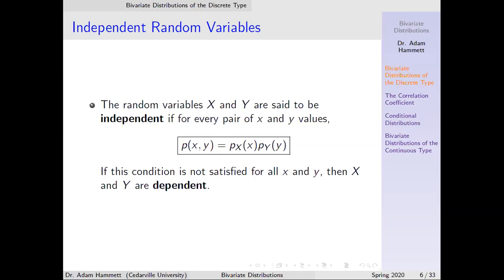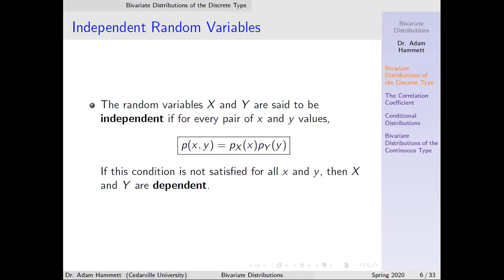Well, if every event determined by X and every event determined by Y are independent, then it stands to reason that the individual probabilities from the probability mass function would satisfy that relationship we had for events. Remember, the probability of A intersected with B was equal to the probability of A times the probability of B. That was one of the ways we could talk about independence of events. So a similar thing happens in the case of the PMFs.